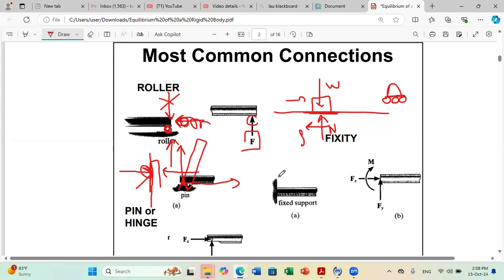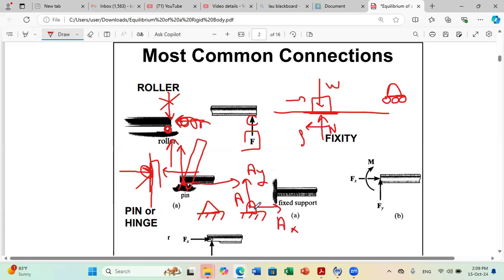So whenever they tell you have a pin connection, or you have this symbol, like this, or like this, then you can say that the pin, let's say you have a pin called A, will develop two external reactions. It will prevent motion in X, so it will develop a force AX, and it will prevent motion in Y, so it will create a reaction AY. So the pin can develop two force reactions.